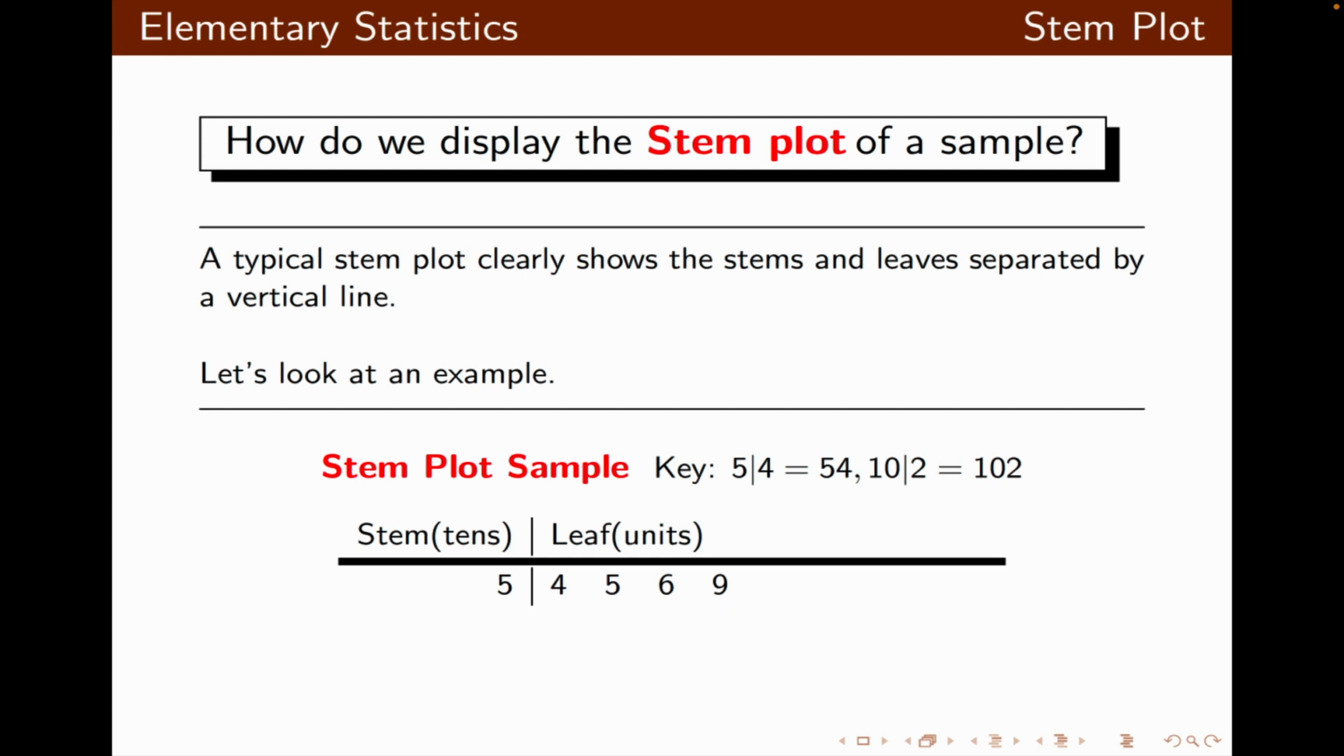So if the numbers are in the 50s, this line displays 54, 55, 56, 59. The numbers in the 60s, this is an example of 60, 60, and 68. And as the key indicated, the last row in this example is 102.